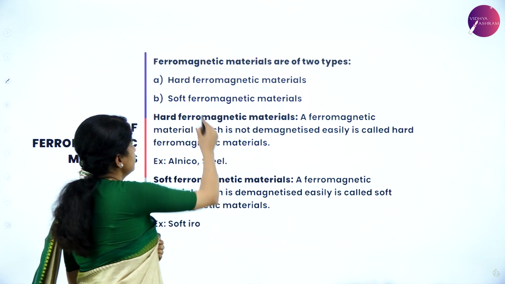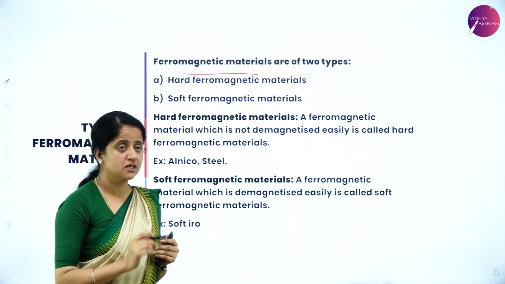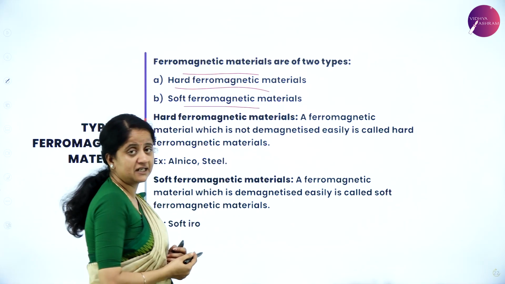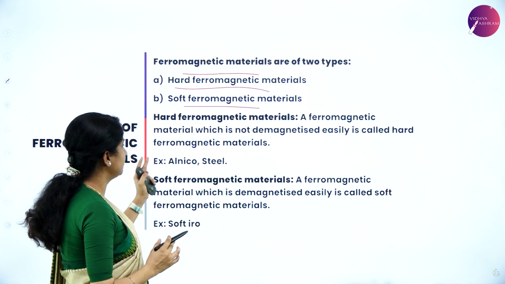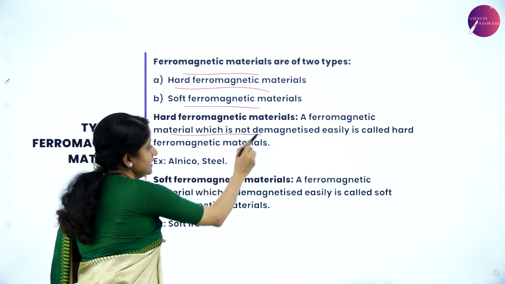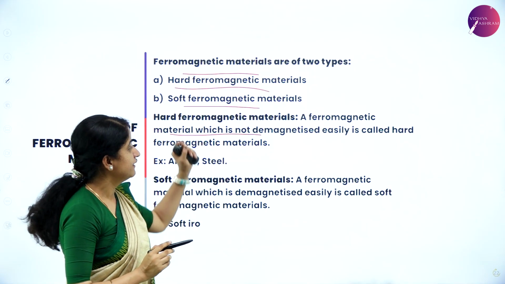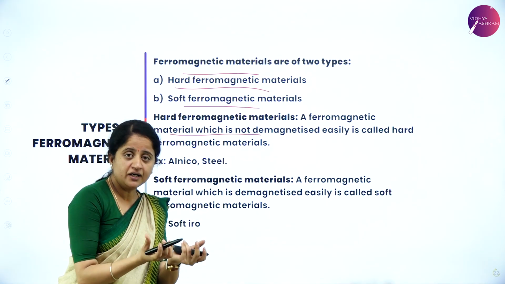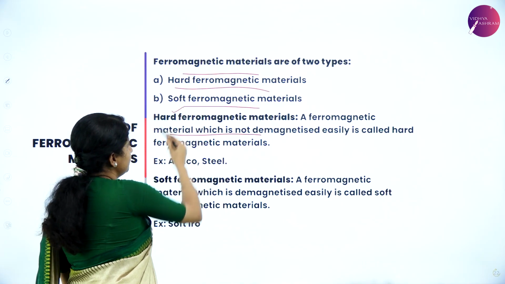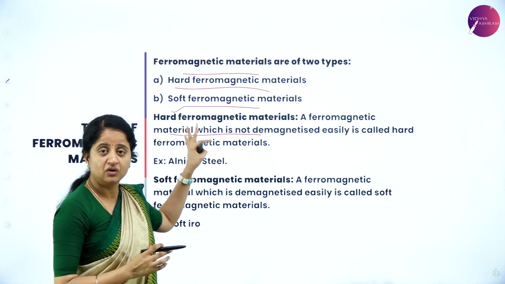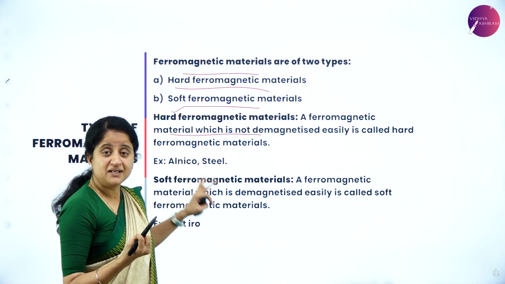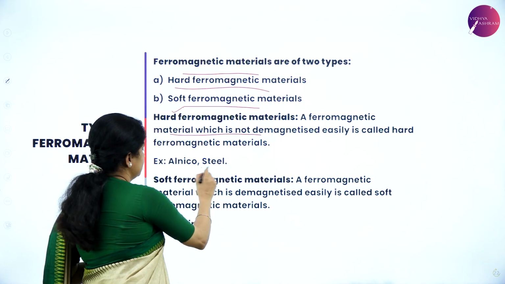What are the types of these ferromagnetic materials? There are two types. One is hard ferromagnetic materials, the other one is soft ferromagnetic materials. What is the meaning of hard ferromagnetic materials? A ferromagnetic material is said to be hard when it is not demagnetized very easily. So when we are not able to demagnetize a material easily, we call it a hard ferromagnetic material, because we know that ferromagnetic materials get strongly magnetized. The best example to understand this is steel.